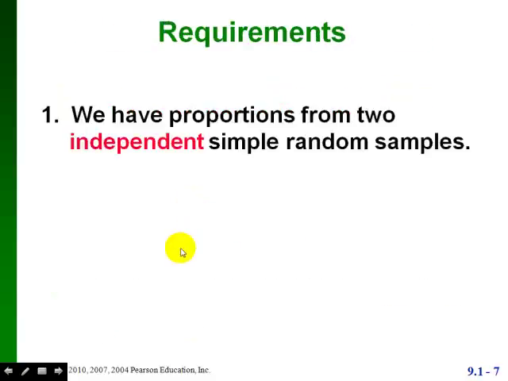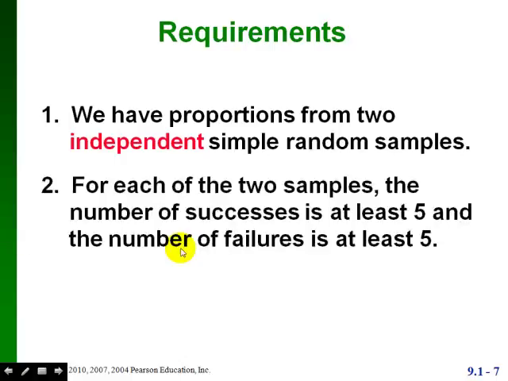The requirements, if we're looking at two proportions, are that our samples have to be independent, so they can't have a relationship to each other, and they both have to be simple random samples. And for each of the two samples, the number of successes has to be at least 5, and the number of failures has to be at least 5.